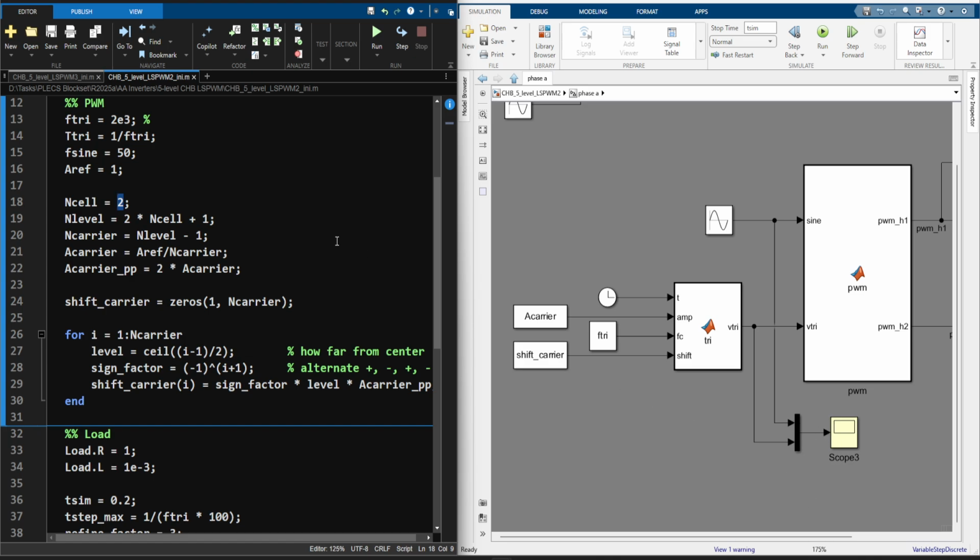Now, for example, instead of 4, you want to have 5 cells, which will give us a 10 level inverter operation. Let's check the value.